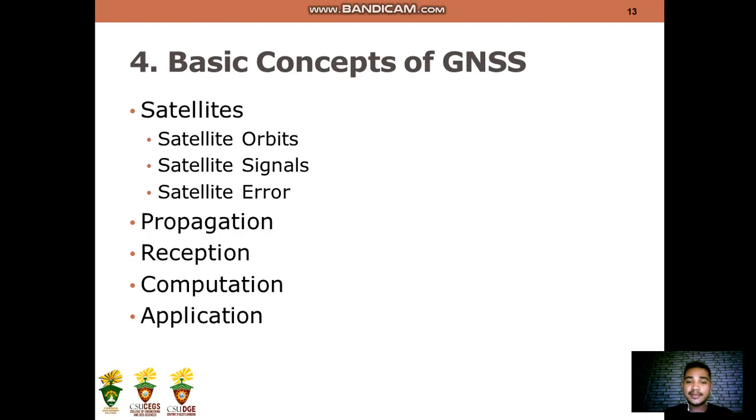The basic concepts of GNSS is the topic 4 that tackles about the satellite, which consists of satellite orbits, satellite signals, satellite error, and also for the propagation, reception, computation, and application.